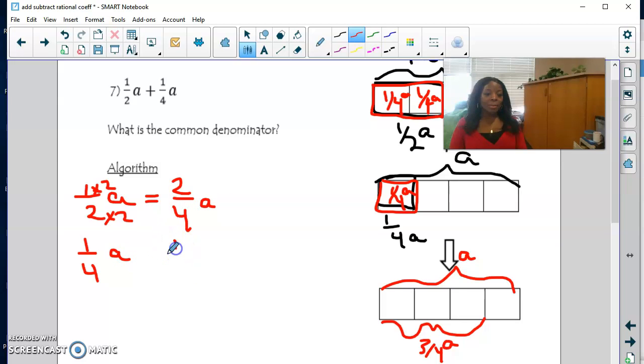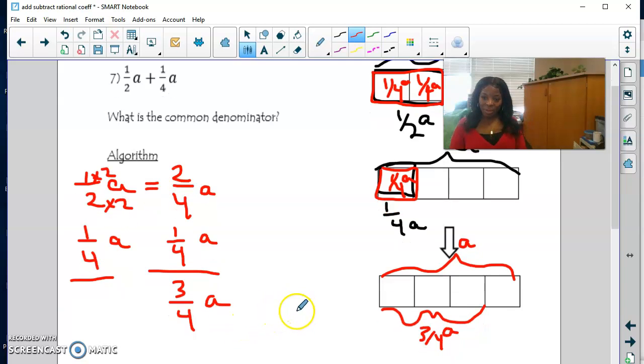And then we already are dealing with the fourth. That's our common denominator, 4. And then when we add fractions, they're the same size piece. And so we just say 2/4 and 1/4 is 3/4 of A. So when I'm adding algebraic expressions with fractional coefficients, I use my normal algorithm or rules for adding fractions, finding a common denominator, and then I just add and keep the variable.